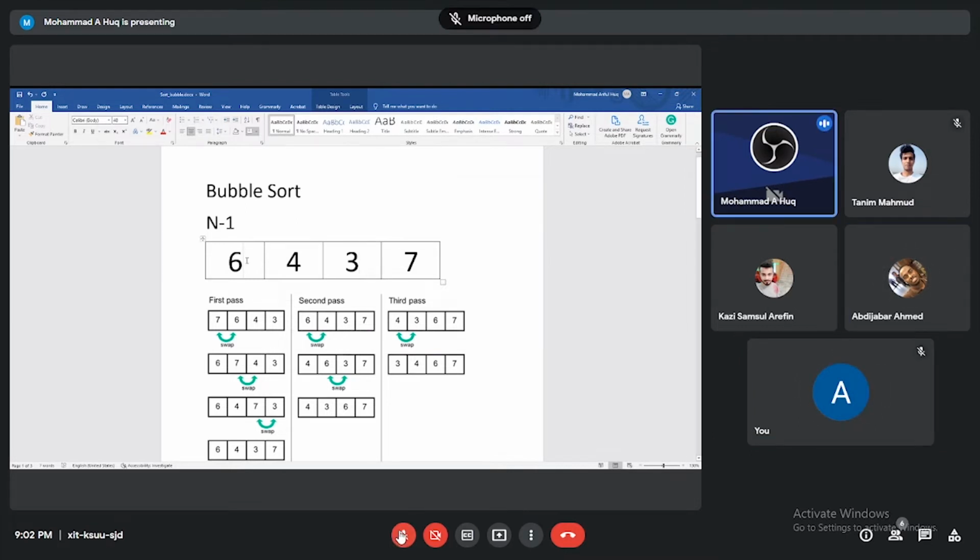Now our first element is 6. It will be compared with 4. 4 will come here, 6 will go there. 6 will be compared with 3. Now 3 will come here. These 2 are sorted. These 2 are sorted.